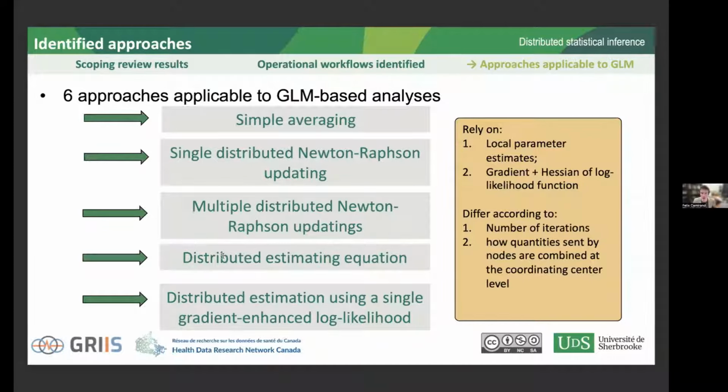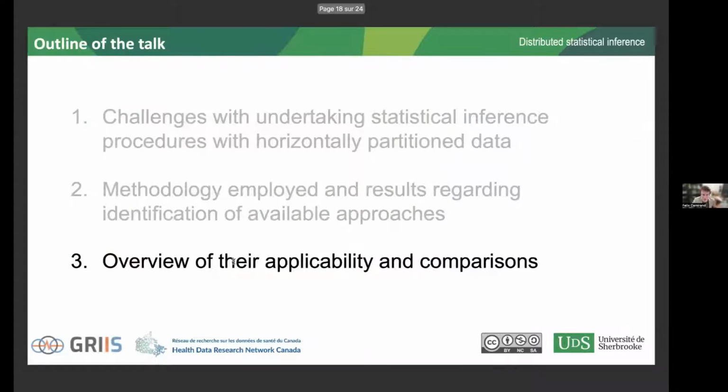In some cases you recover the same information that you would have by centralizing the data, but using only 1 iteration. So all those methods rely on a local parameter estimate of the model and sharing the gradient and Hessian of the log likelihood function. But they differ in terms of the number of iterations that they require and how quantities sent by the nodes are combined at the coordinating center level.